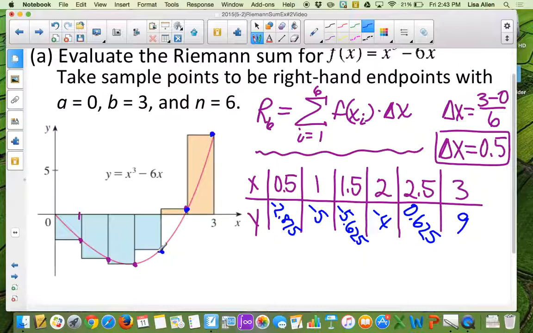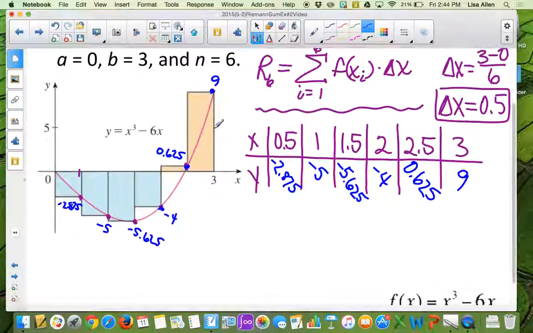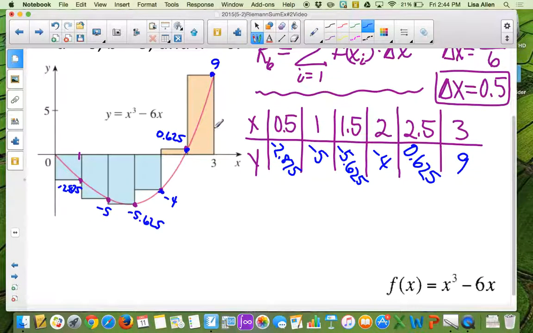I'm just going to write them up here. So I go negative 2.875 for the height here, negative 2.875, negative 5, negative 5.625, negative 4, and then 0.625. So I'm marking down the heights of each of these rectangles, some negative, some positive. Okay.